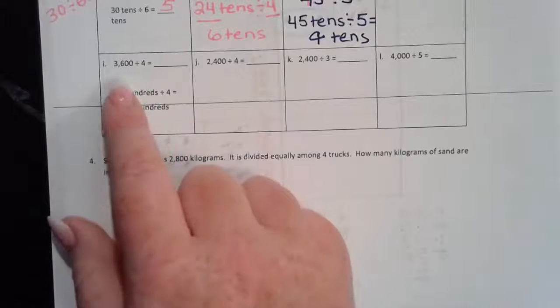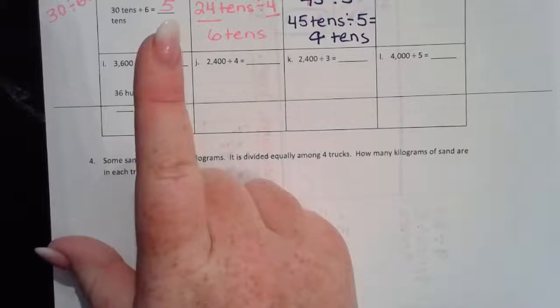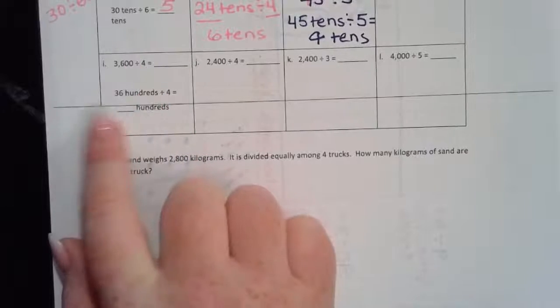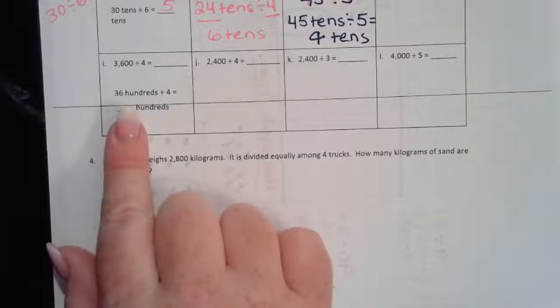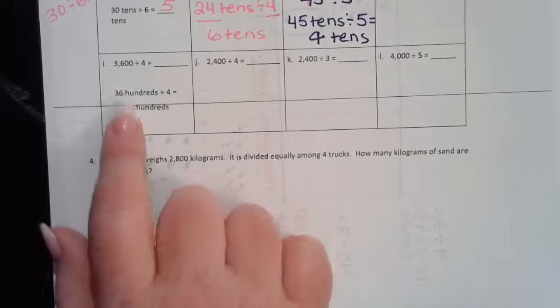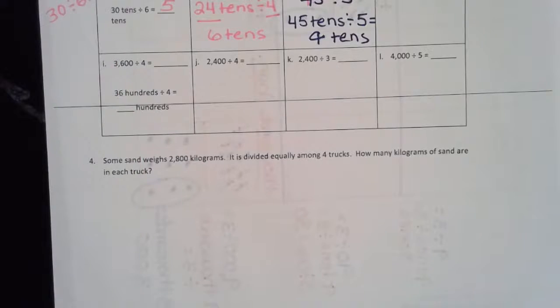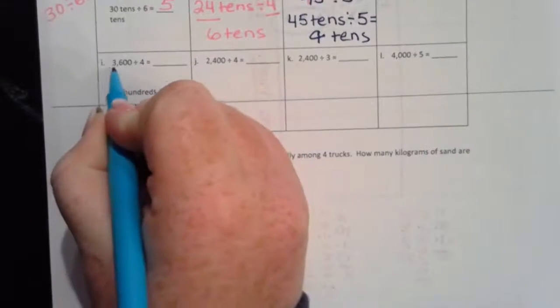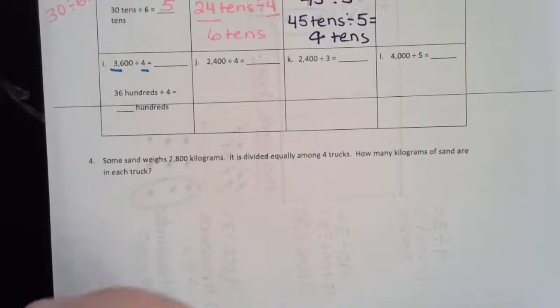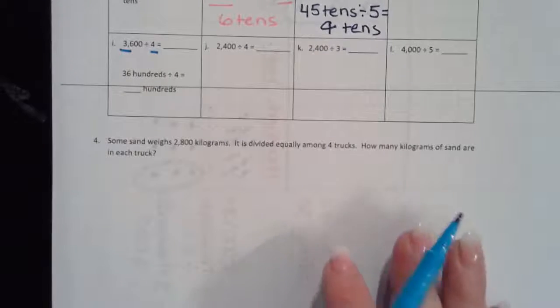Alright, part I. We have 3,600 divided by 4. Again, I want to manipulate this problem so that I can work with it in the most efficient way possible. So I have 3,600 divided by 4. What stands out in my brain is 36 divided by 4.